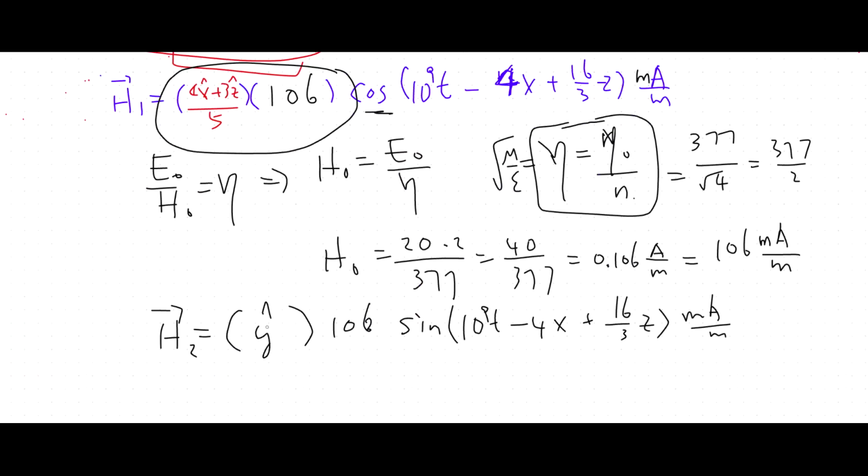Then you're done. You have H1, H2. I know your total H field is H1 plus H2. You don't even have to write it. If you follow my notation, I know what you're talking about.